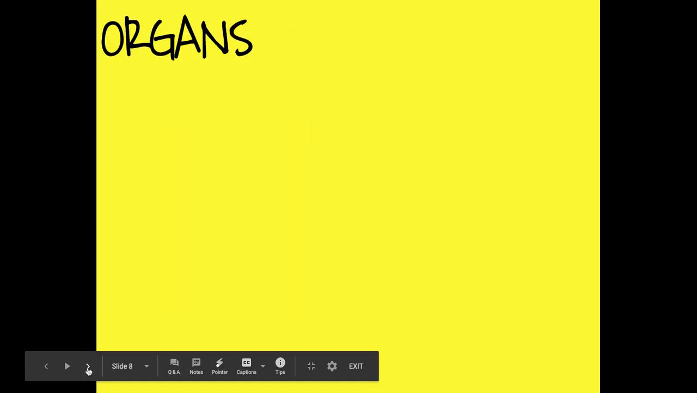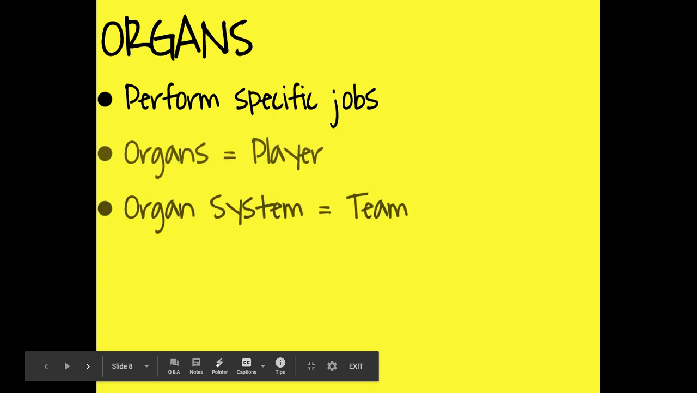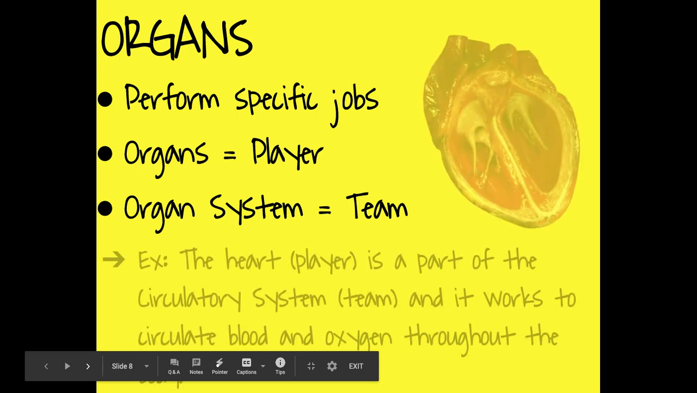So you take tissues and they come together to create organs. So organs, we know, perform a specific job. So think about the organ like the player and the organ system, the team. So the whole system needs those individual pieces for the organ system to work together.